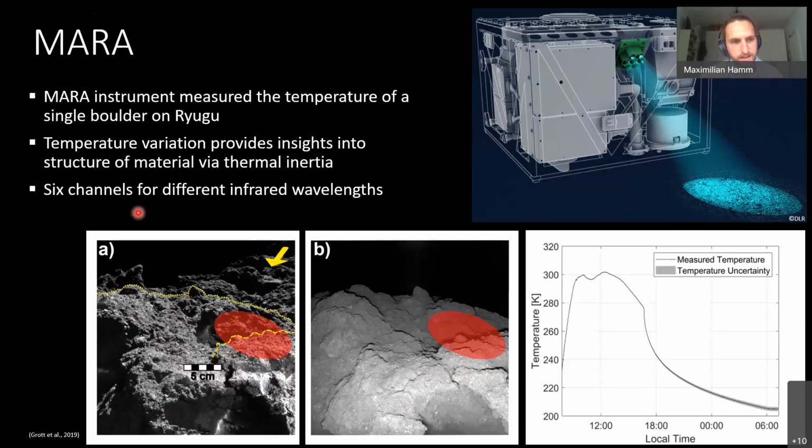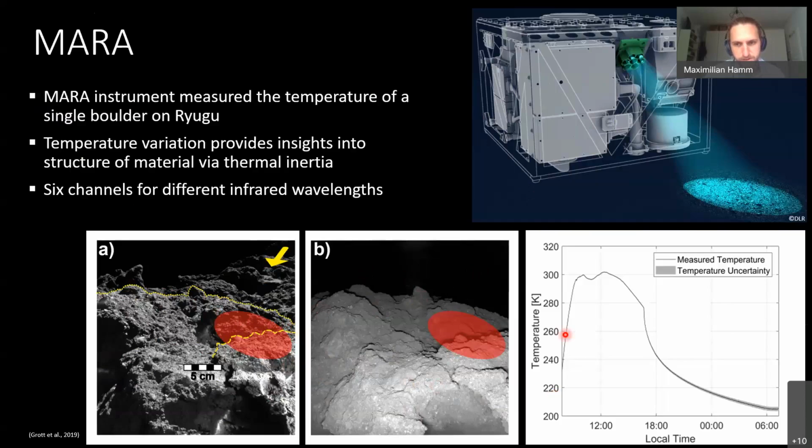This instrument also features 6 channels, each of which covers a different part of the infrared spectrum, and this can be used for identifying the materials that constitute this boulder. You can see the boulder that we observed in these lower images. This is during day, and this is during night, where it is illuminated by an LED array which is integrated in the camera of the lander. The red spot shows you the part that we're observing.